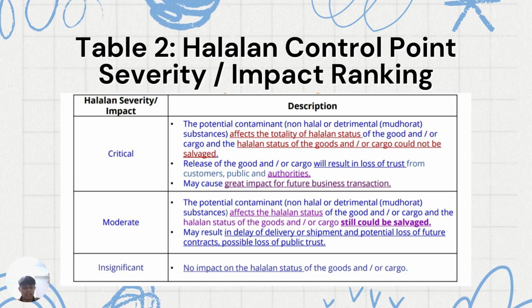I said earlier the authorities are important, right? But the public trust is more important, because if we don't have any trust from the public, then how will the customer or the consumer trust our company to buy or use our product? Now we move to the last one, which is insignificant. The description is no impact on the halal status of the goods and or cargo, which means there is no haram thing inside our company.